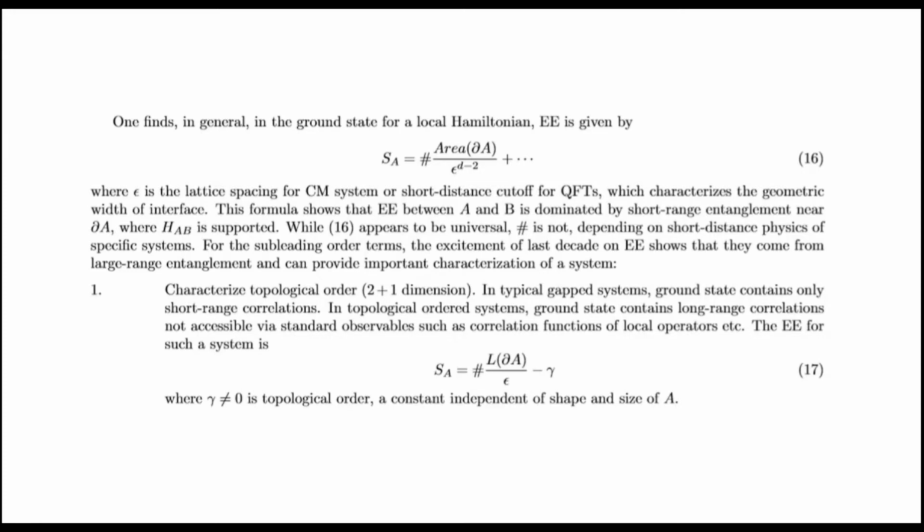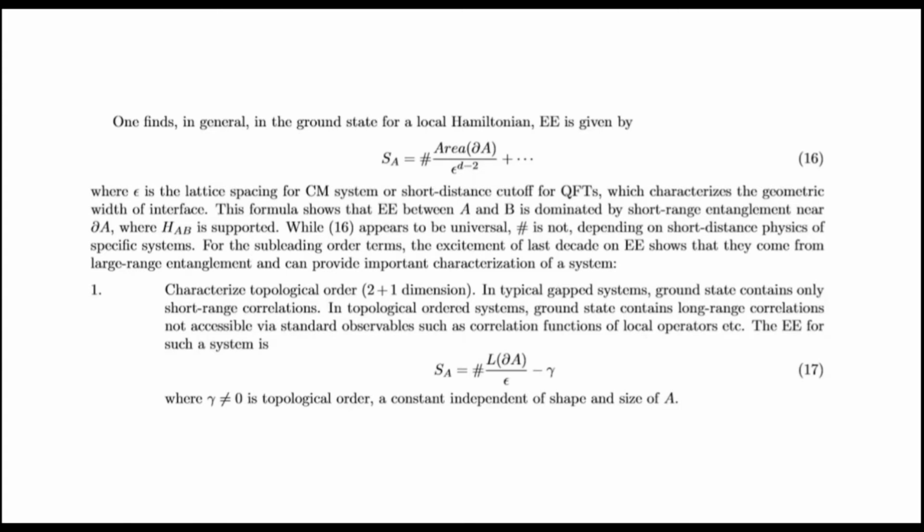Depending on short-distance physics of specific systems, for the subleading order terms, the excitement of the last decade on entanglement entropy shows that they come from long-range entanglement and can provide important characterization of a system. Characterizing topological order: in 2 plus 1 dimensions, in typical gapped systems, the ground state contains only short-range correlations. In topologically ordered systems, the ground state contains long-range correlation and is not accessible via standard observables such as correlation functions of local operators.